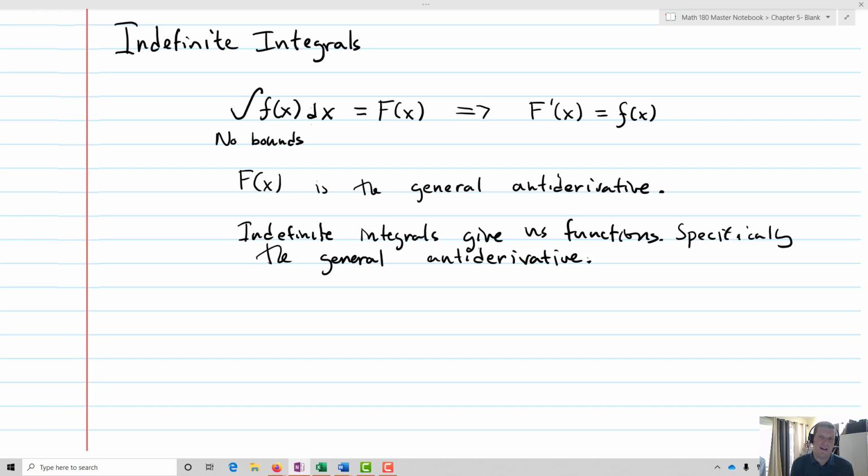This is basically saying, well, what if I don't have a set of bounds and I just want to be able to have a function, much like we had with the derivative, where we didn't want to know a specific value at a specific point, but instead we just wanted to know what the function was. Okay, so that's what this is.